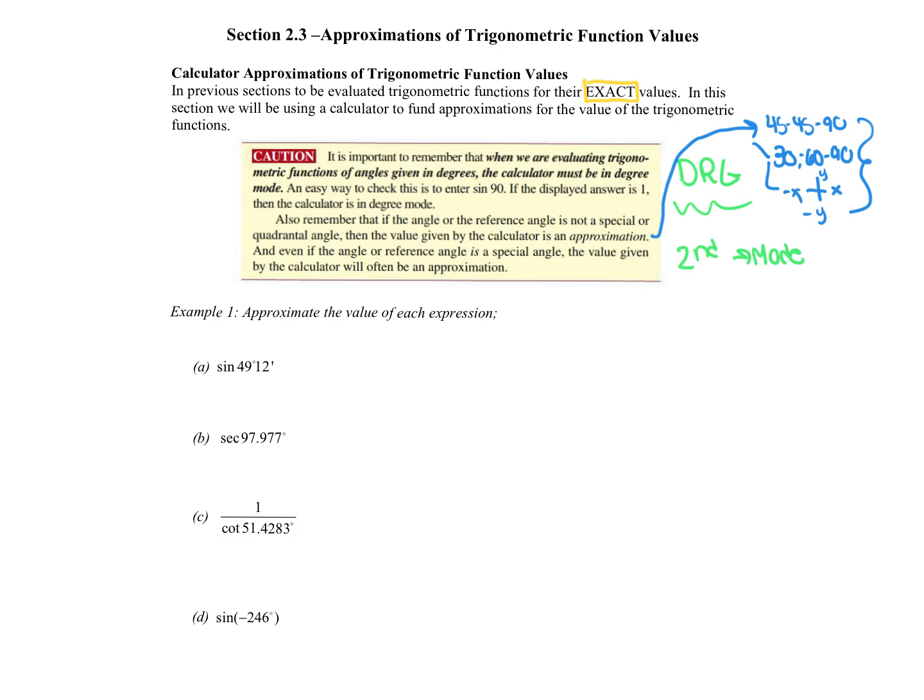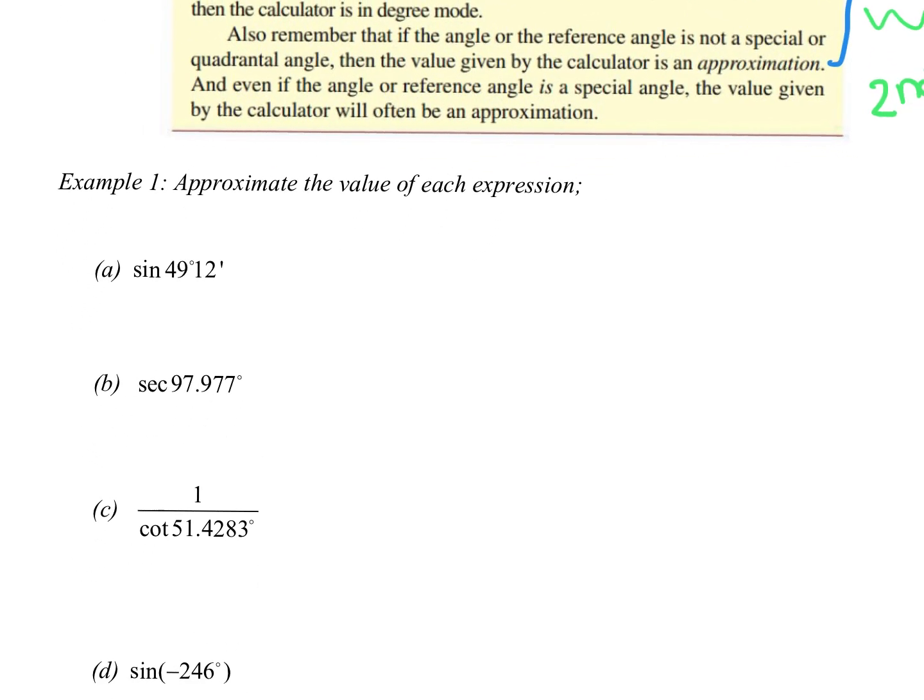So let's start off and do these problems. Example 1 says, I have sine of 49 degrees and 12 minutes. So the first thing to do is you need to convert this angle back to degrees. So you're going to do 49 plus 12 over 60. In your calculator, you want to type 49 plus parenthesis 12 divided by 60 and close the parenthesis. This gets you a nice perfect number, 49.2.